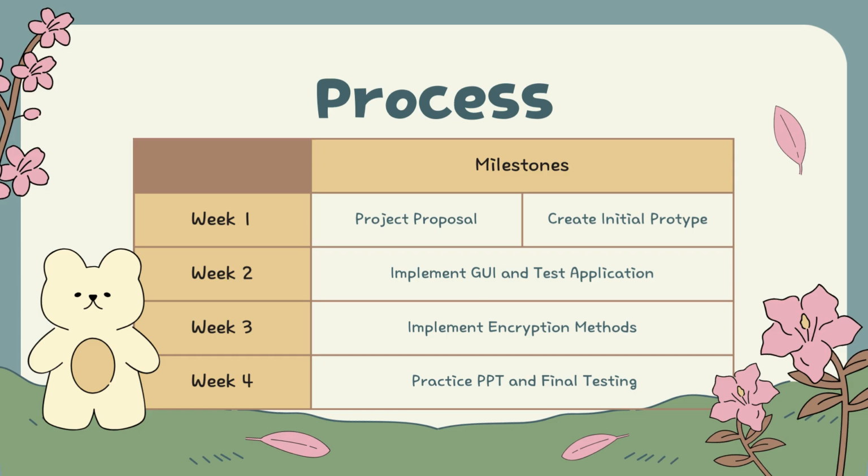Our development process spanned 4 weeks and was organized into 5 key milestones. In the first week, which contained 2 milestones, we focused on our project proposal and the initial prototype. Week 2 was dedicated to the development of the GUI and beginning application testing. Week 3 centered on implementing the encryption algorithms. And the final week was for perfecting our presentation and completing the last rounds of app testing.